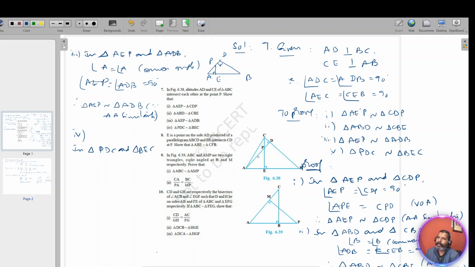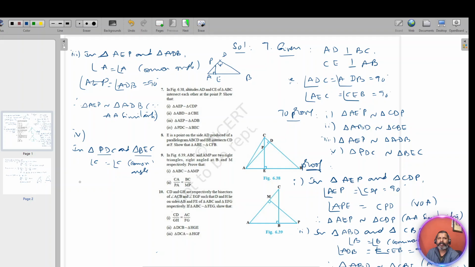See, observe that PDC and BEC, C angle is common, right? So we write that. Even by looking at the names of the letters, we can make out. C is common angle. 90 degree angle you write. PDC, we have PDC itself 90. And BEC, BEC itself 90, right?